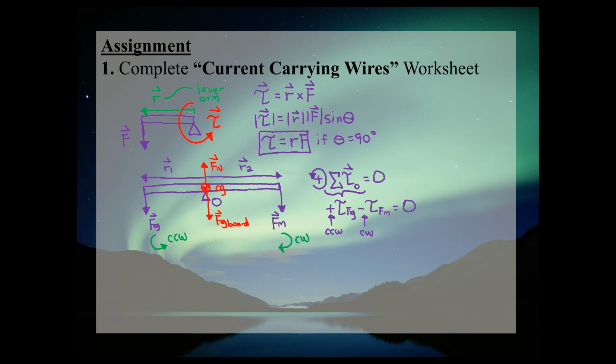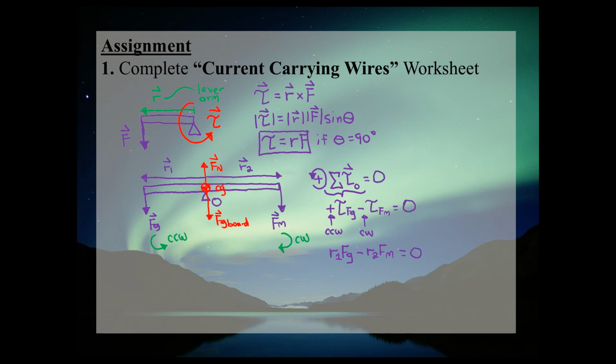The torque generated by the force of gravity would be its lever arm, which is R1, take the magnitude, multiply by Fg. We don't have to worry about the sine theta part, because the lever arm and the force of gravity make a 90-degree angle. The torque generated by the magnetic deflecting force would be the lever arm magnitude, R2, multiplied by the magnetic deflecting force magnitude, which would just be Fm. So R times F, as long as theta is 90 degrees. And it is again. The lever arm and the magnetic deflecting force are perpendicular.